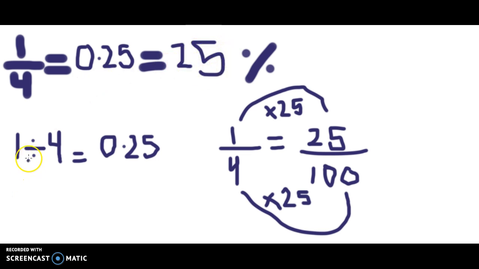You may have some trouble doing 1 divided by 4, but if you want me to do long division or long multiplication, then please say so in the comments below. And so 1/4 is equal to 0.25, which is equal to 25%. And this is no problem.